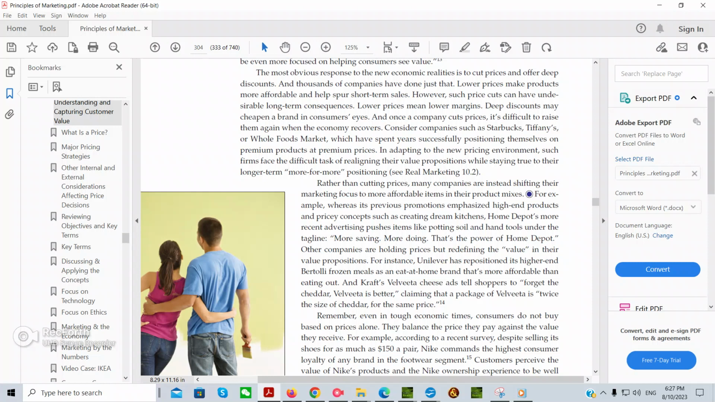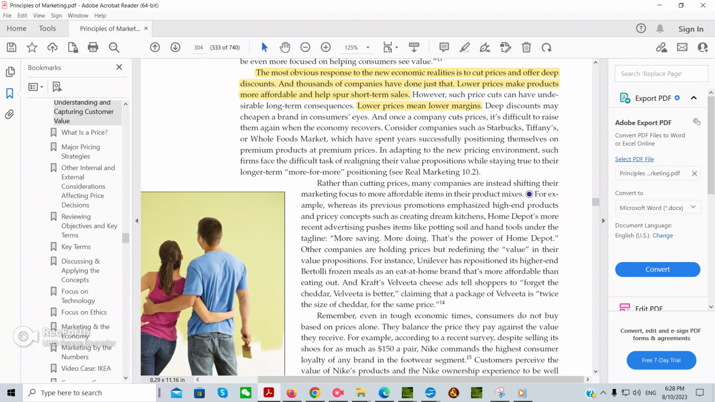so the most obvious response to new economic realities is to cut prices and offer deep discounts. And thousands of companies have done just that, lowering prices to make products more affordable and help spur short-term sales. Keyword is short-term. You've got to consider how that affects the perceived value of the brand. However, such price cuts have undesirable long-term consequences. Lower prices may mean lower margins, assuming it's costing you the same amount. So as we talked about there.